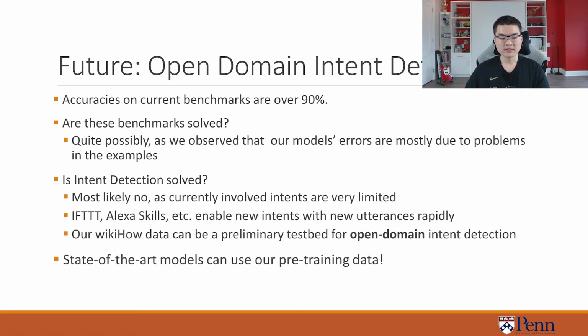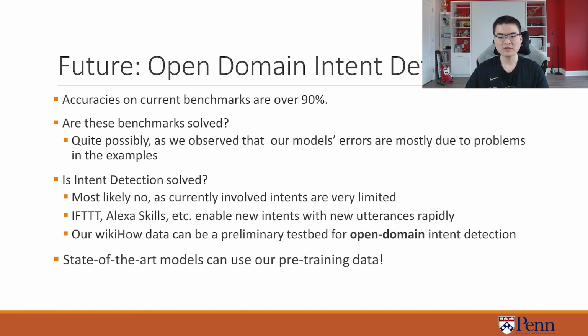Finally, I would like to discuss some future work for this line of task. As you might remember, the accuracies we've shown in our table are well over 90%. In some cases, the state-of-the-art is over 99%. Naturally, we can ask the question, are these benchmarks solved? To answer this question, we performed error analysis of our model on the SNIPS dataset and the Facebook datasets. We look at all of the examples where our model got wrong. And because the accuracy is so high, there were actually not a lot of them.